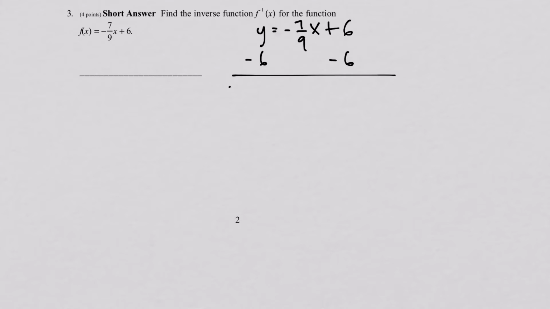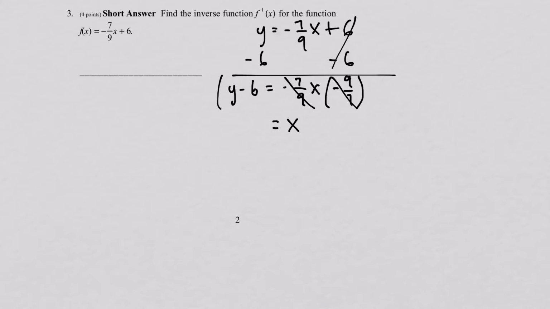So on the left side, I'm going to have y minus 6 equal to -7 over 9x, because the 6 and the -6 are going to cancel out. Next, I need to get rid of the -7 over 9. I'm going to use the reciprocal of that fraction, which is -9 over 7. Why am I using a negative? Because I want the negative to go away. Negative times negative will make it positive. And so all I have left is x.